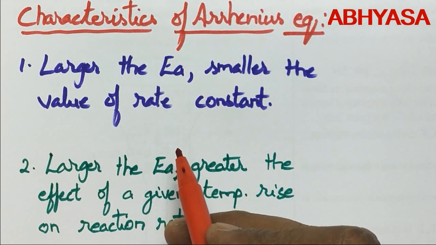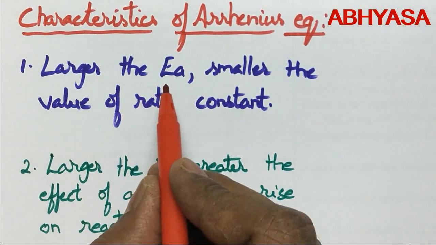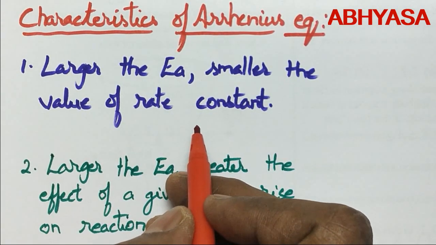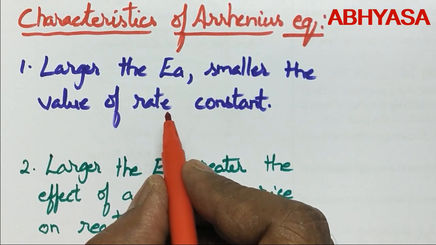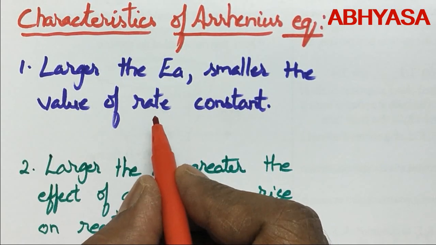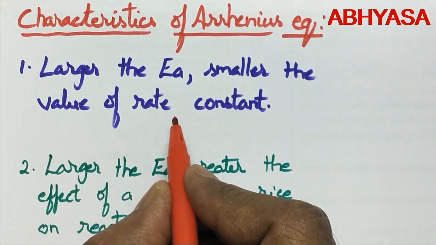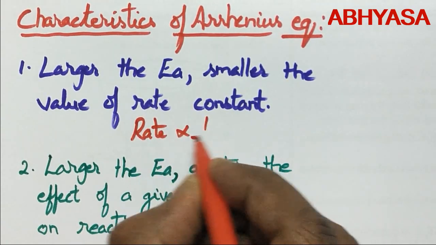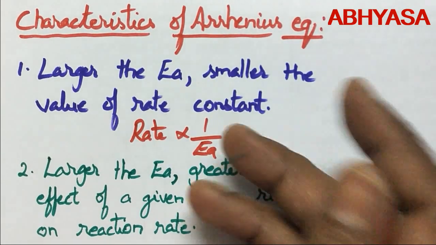Now let's understand some of the characteristics of the Arrhenius equation. The first point is, the larger the activation energy, the smaller the value of the rate constant. Which means the rate constant value is inversely proportional to activation energy. So wherever activation energy is more, for that particular reaction, the rate constant value is small, and of course the rate of reaction is also less. You already know this. Rate is inversely proportional to activation energy, and the same is the case with the rate constant also.